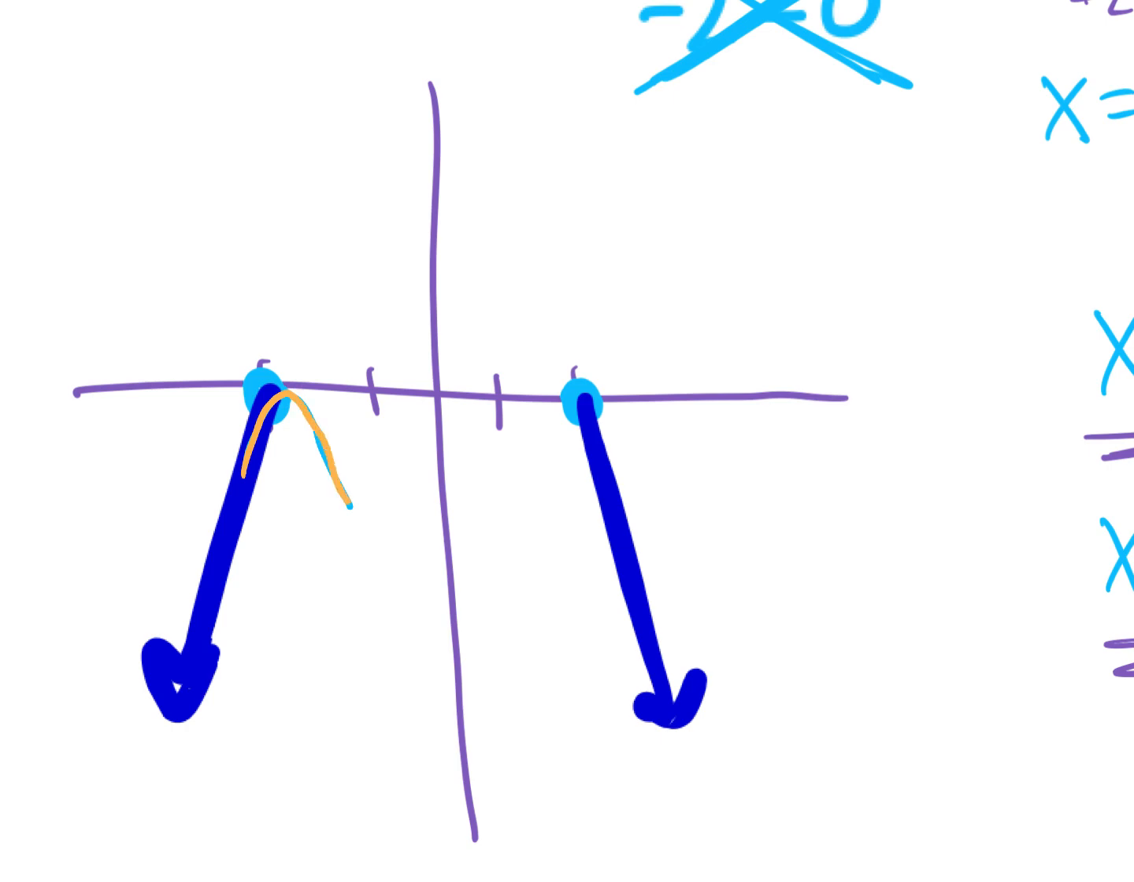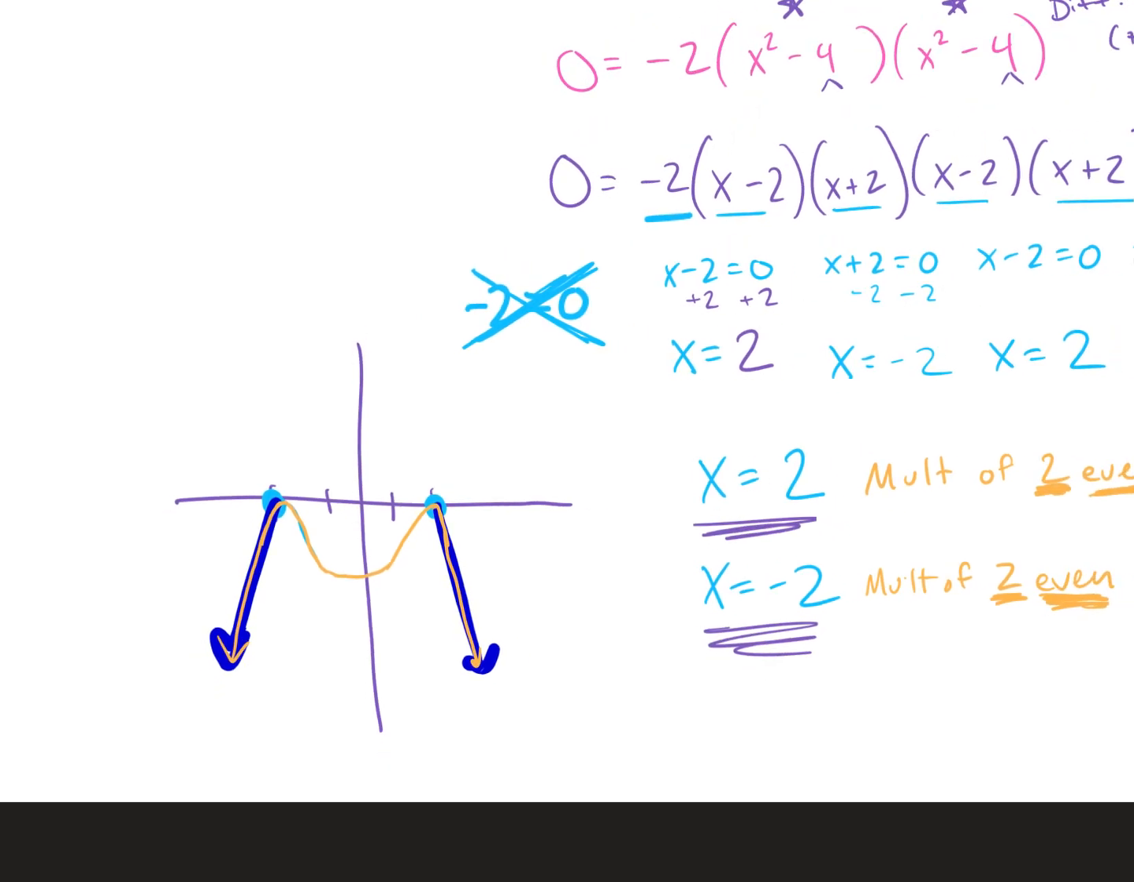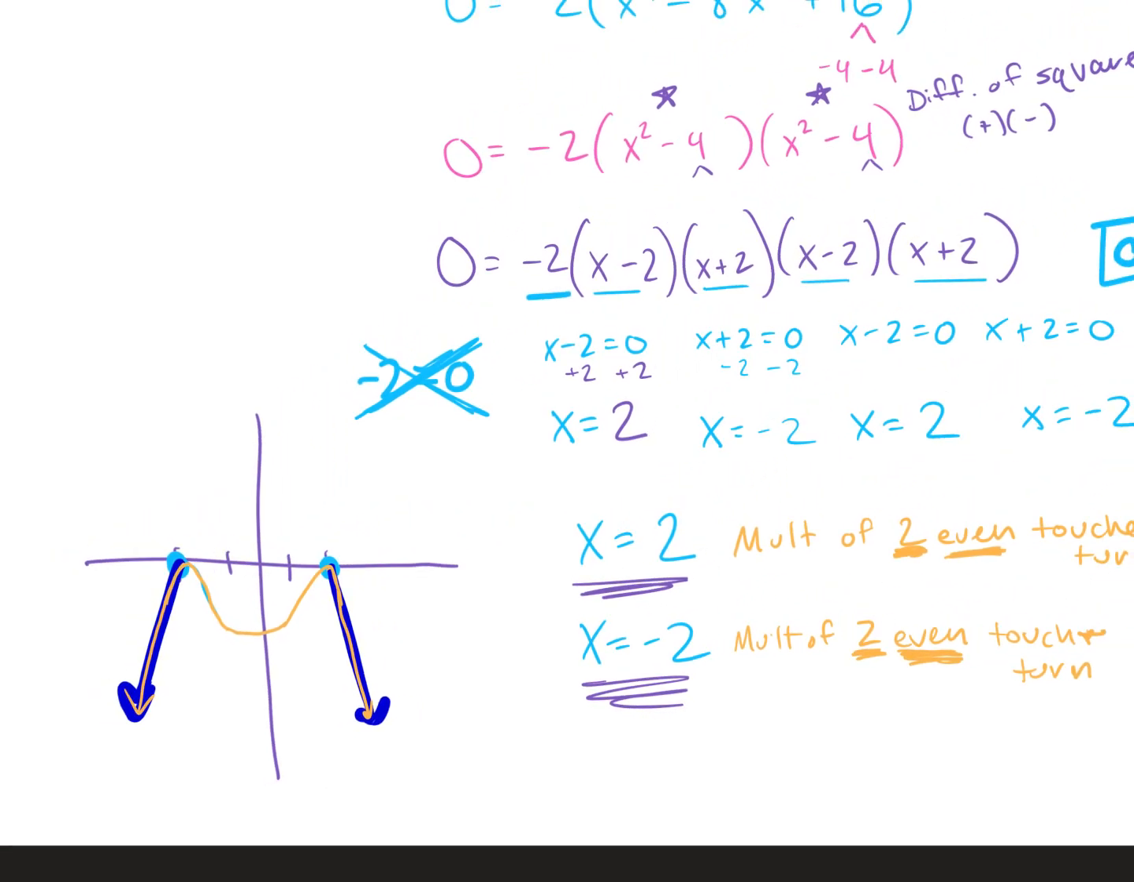Touch and turn. Now I'm going to make my way over to the other point. At 2, what do we do? Touch and turn. So I'm going to touch that point and turn. So my sketch of this graph looks like this. It's this kind of M shape. It doesn't go through the graph. It just touches and turns at those 2 points.